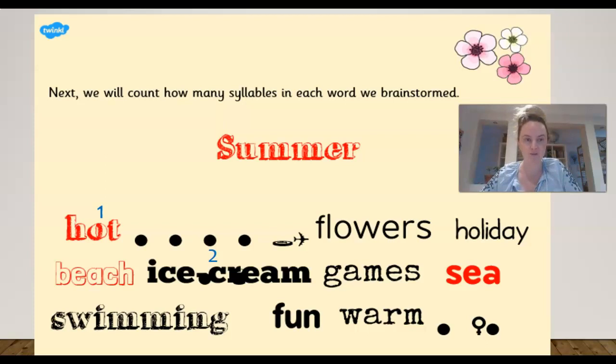Okay, let's try beach. I want you to do beach first. I'm going to give you a shot to do it. So humming beach. See, how many beats does beach have? Fantastic. So beach has 1 syllable, 1 beat.